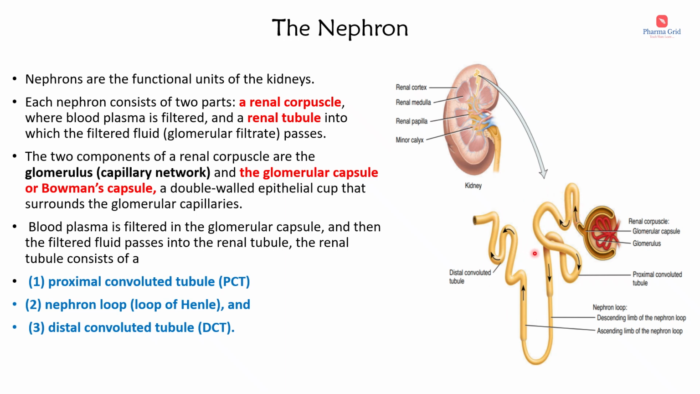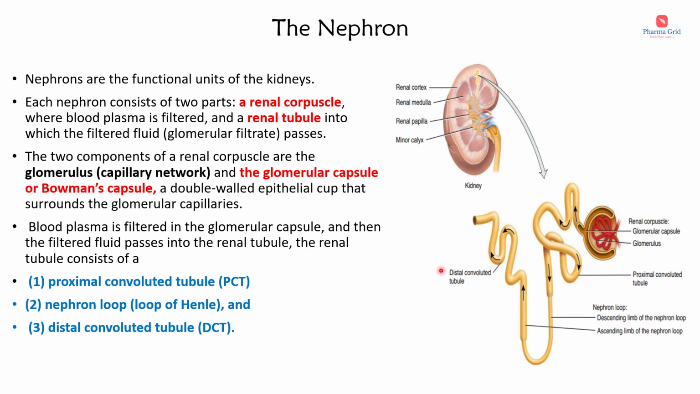So this renal tubule consists of three important parts, that is PCT, that is proximal convoluted tubule, then the loop of Henle, or nephron loop. It consists of again two portions, that is the descending limb of nephron loop and the ascending limb of nephron loop, then the distal convoluted tubule. Okay, so in a nutshell we can say that this is the structure of nephron, mainly the two parts, renal corpuscle and the renal tubule.